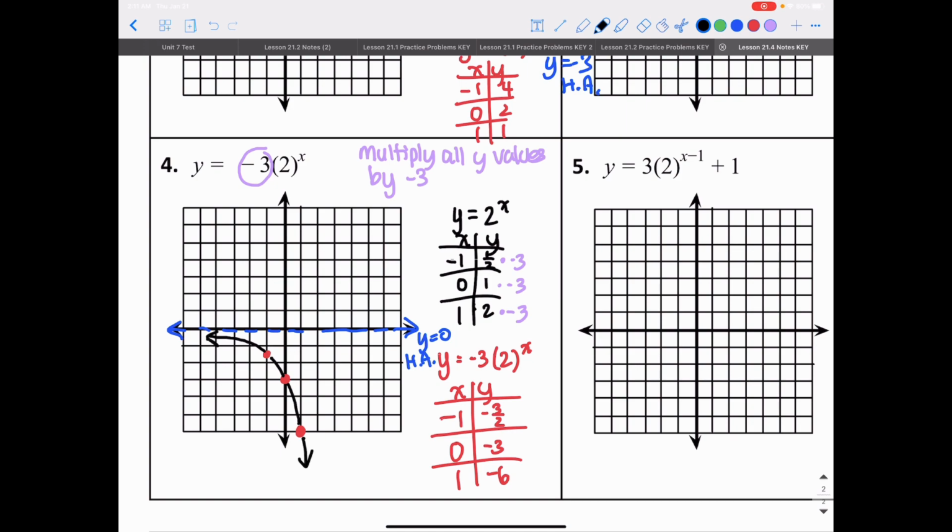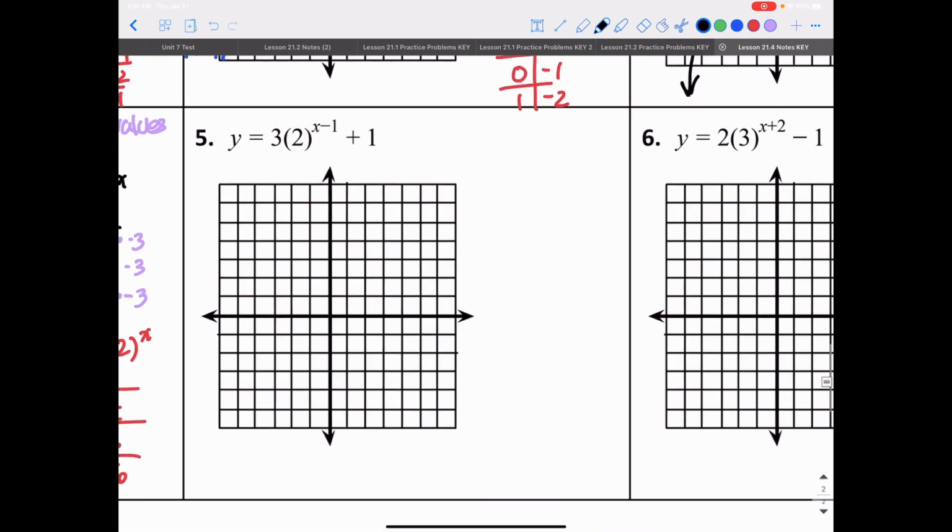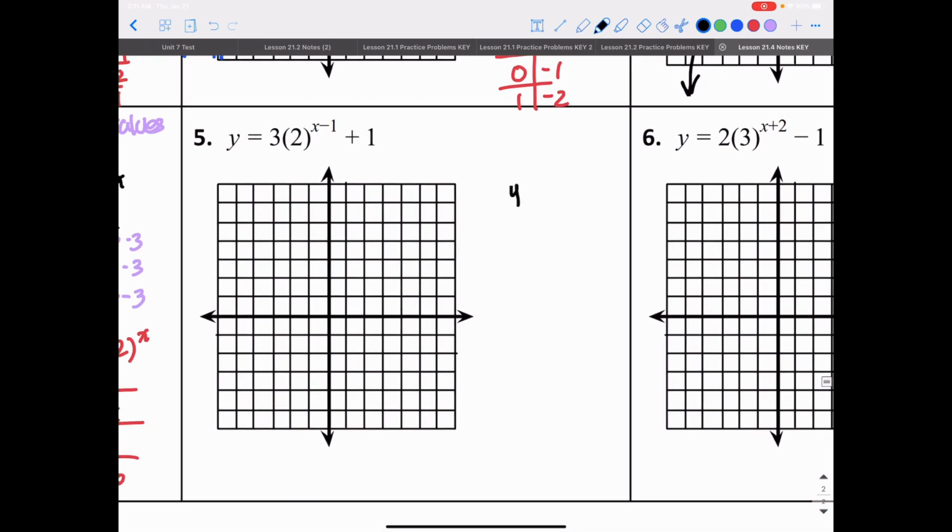And that's my graph. For number 5, you should have, again, used that same base, that same parent function table. So negative 1, 0, 1, and 1/2, 1, and 2. I want to leave space here so I could do the horizontal shift that I see that I have.